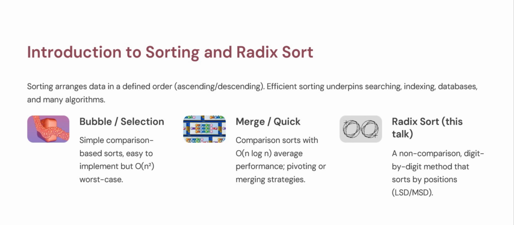Bubble sort and selection sort are simple and easy to implement, but they are slow, O of n squared in the worst case. Merge sort and quick sort are better, O of n log n on average, using strategies like merging or pivoting. But today we are talking about Radix sort, which belongs to a completely different category. It is a non-comparison sort that works digit by digit. And as we will see, under the right conditions, it can outperform even merge sort.